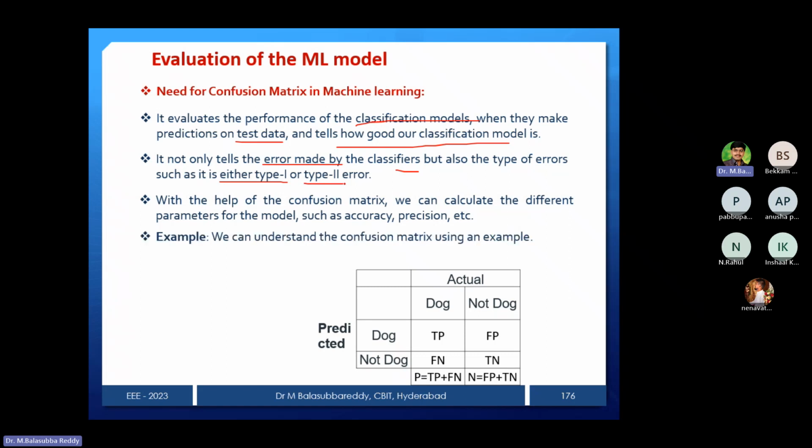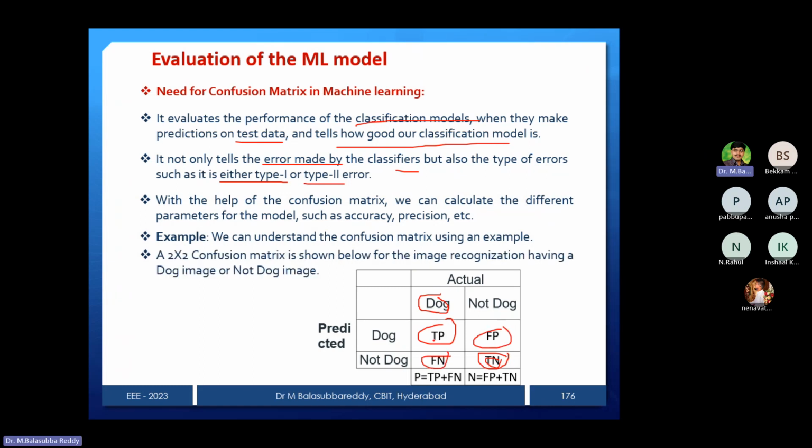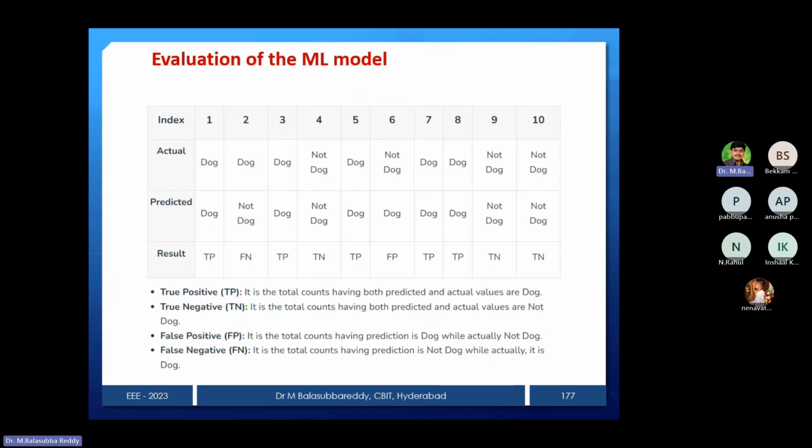We can understand the confusion matrix using this example. This we call a true positive, this is a true negative, and likewise false positive and false negative. A 2x2 confusion matrix is shown below, for image recognition of a dog image or not a dog image. Now we can see there is an actual and a predicted result. By understanding this table, we can easily understand what the confusion matrix is.